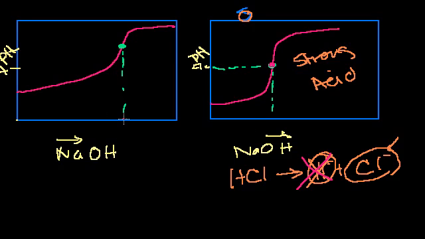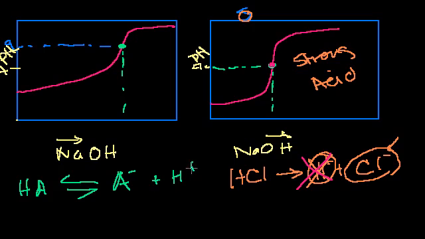Now in this situation, our equivalence point is at a higher pH. I don't know, maybe that's a pH of 9. So we sopped up all of the acid, but we still have a basic solution, or just at that moment, we still have a basic solution before we continue to add even more OH to the solution. So what must have been happening? Well, this must be a weak acid. Because for a weak acid, the reaction looks like this: HA is in equilibrium with its conjugate base plus some hydrogen ions.